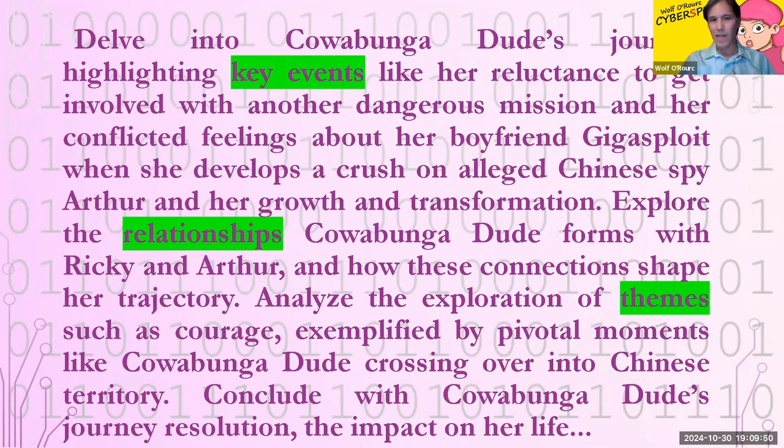So the key relations are Cowabunga Dude and Ricky and Arthur, in addition to the boyfriend. That's at that point kind of assumed, but this is not a romance, so that is not a main relationship. And then for a good book description, you want to know the themes. This also influences the categories and the keywords. If you know what themes you've been shooting for, put them in there, like courage, exemplified by these pivotal moments, these key chapters, and so on.